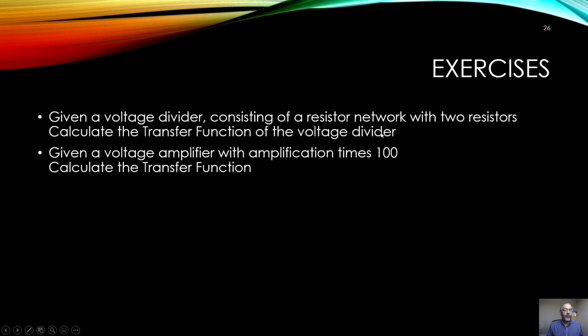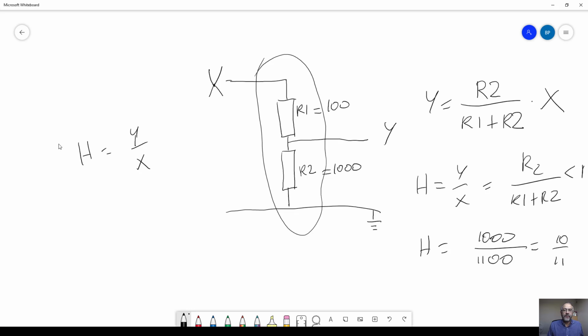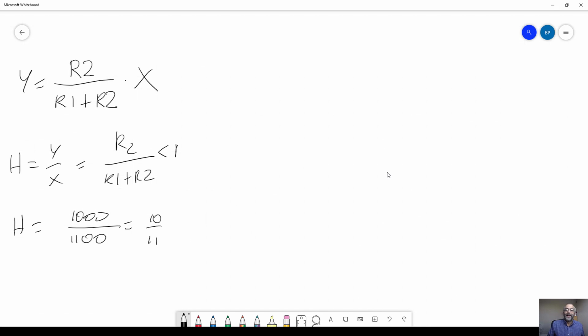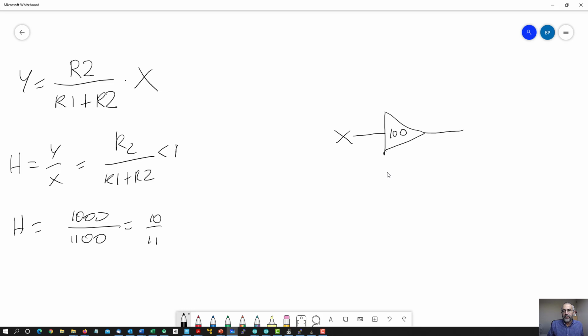The second one, given a voltage amplifier with amplification times 100. Well, that's even easier. An amplifier is often shown like this, as you know. This one amplifies with a factor 100, so any input X is amplified 100 times, and then you have the output Y. So Y is 100 times X, or in other words, H, which is Y divided by X, is 100. So the transfer function here is 100.